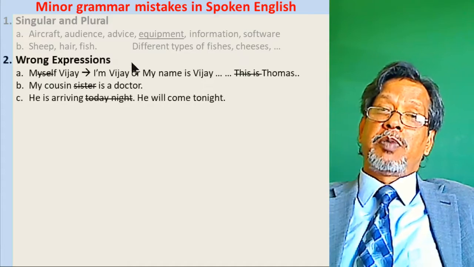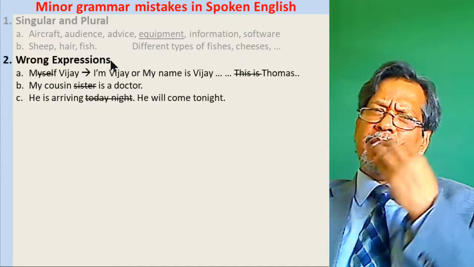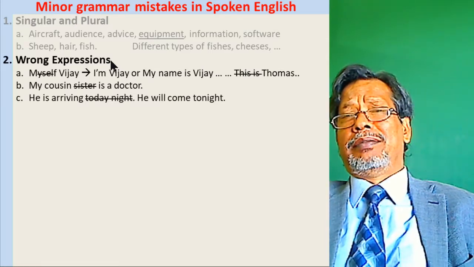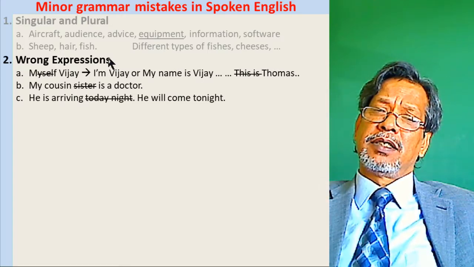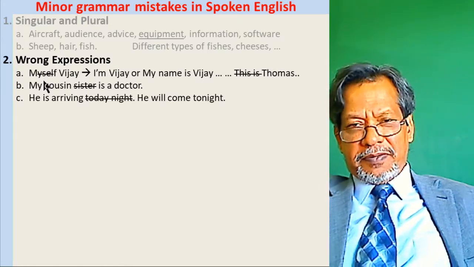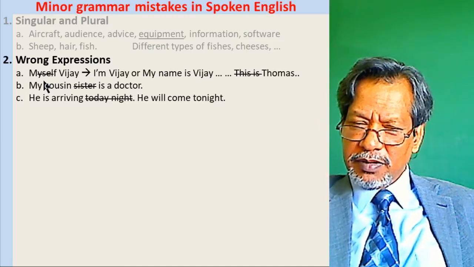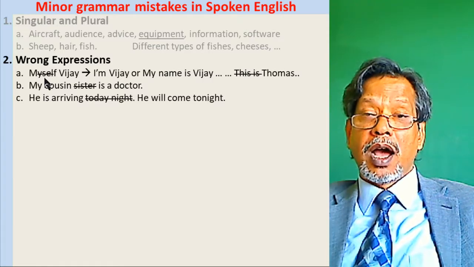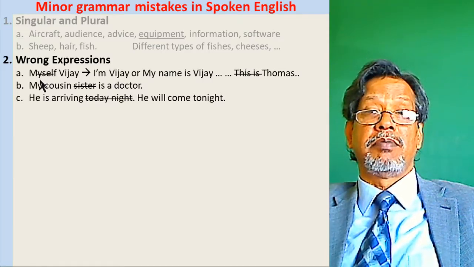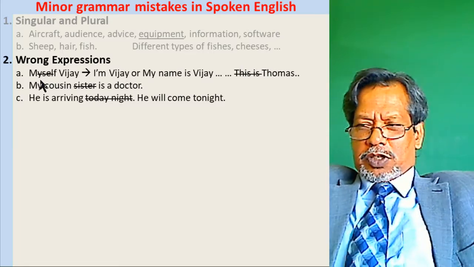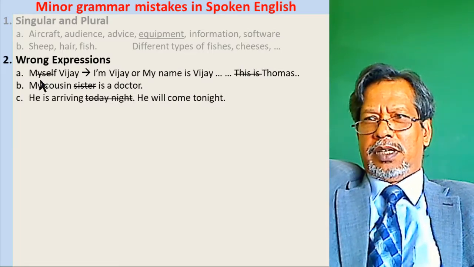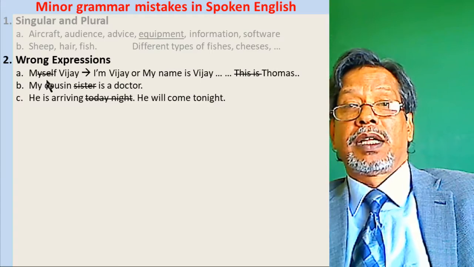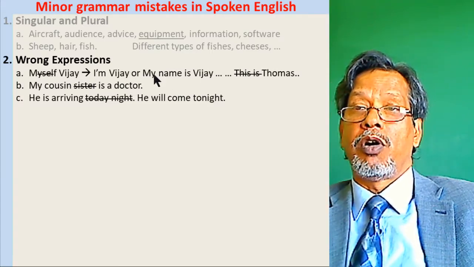All right, wrong expressions. Sometimes somebody from some movie or somewhere introduces the wrong English and people copy it, and I don't know why. This is not right. Some people say "myself" and then their name. It's grammatically wrong. Nobody else talks like that. That's wrong in English. Just say "I'm Vijay" instead of "myself, Vijay." Myself is not correct here. You have to say I am Vijay or my name is Vijay.